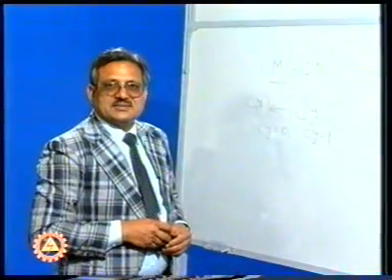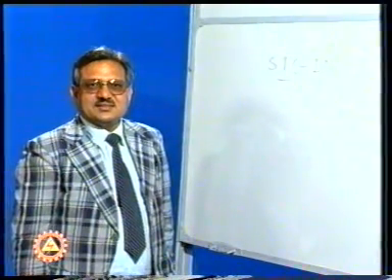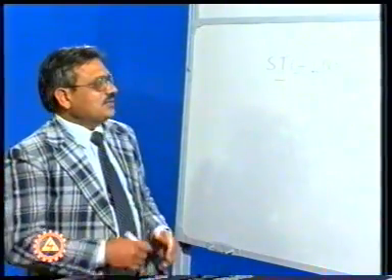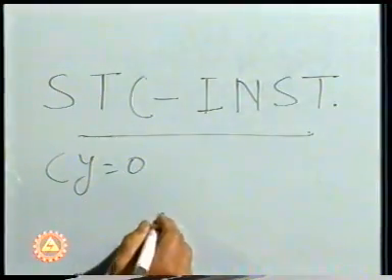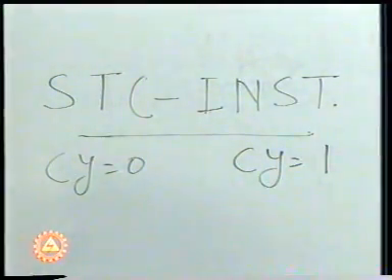Now let's discuss set carry instruction. With this instruction, the carry bit is set irrespective of its previous state. That is, if carry bit is 0, on execution of STC instruction, carry bit becomes 1. And if it is 1, that will remain 1.